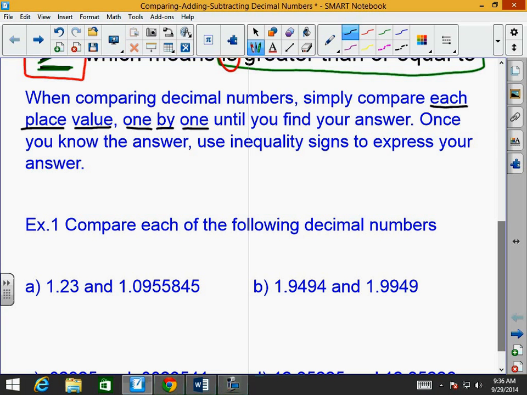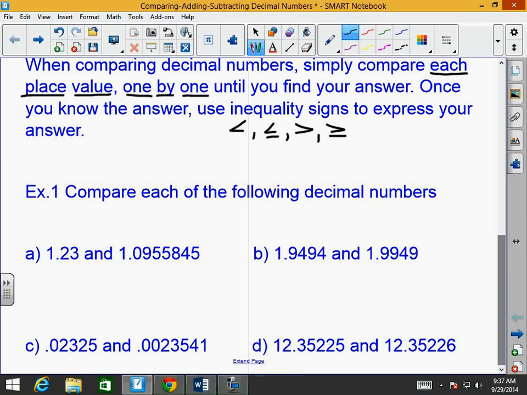What are the inequality signs again? Less than or equal to, greater than, good man, or greater than or equal to. Excellent, gentlemen. Good job. So let's do this, my brothers. Let's compare each of the following numbers. I've got 1.23 and 1.0955845. A lot of people, if they just look at the numbers, think that since there are more numbers here, that's going to be larger, but they're wrong.